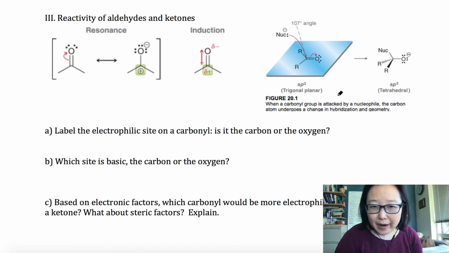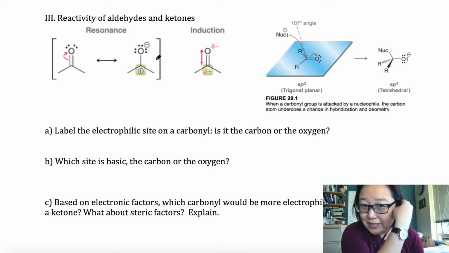So let's talk about the properties of aldehydes and ketones. You could see here that with the pi bond of the carbonyl group, the electrons can be pushed to the oxygen. That creates a partial positive charge on the carbon and a negative charge on the oxygen. So remember, these are resonance structures. We don't really draw the carbonyl group like this, but it just demonstrates that the charge distribution is unequal.